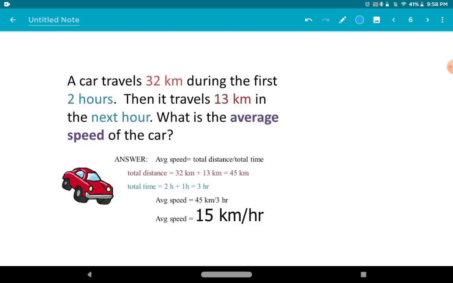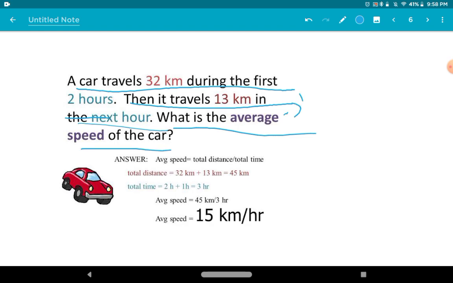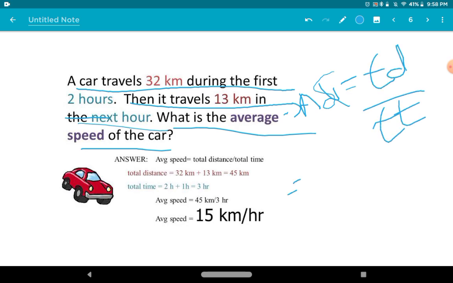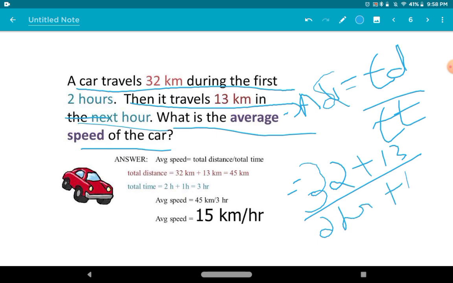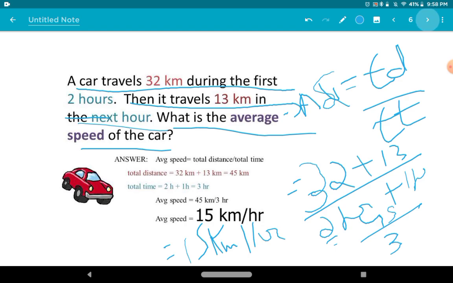So let's move to the next question. The next question is again from average speed. A car travels 32 kilometers during the first 2 hours, then it travels 13 kilometers in the next hour. What is the average speed of the car? The average speed formula is total distance upon total time, which is equal to 32 plus 13 divided by 2 hours plus 1 hour, which is equal to 45 divided by 3, which is equal to 15 kilometers an hour.